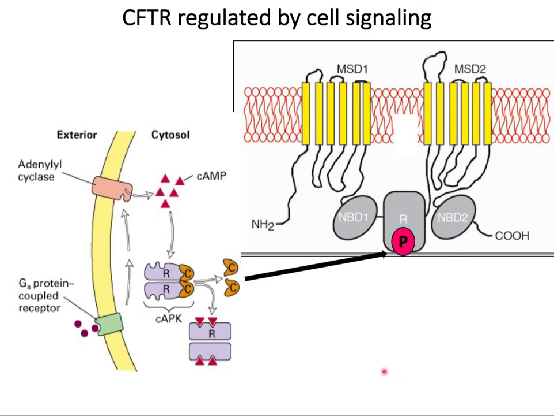Okay, so let's see how this actually works. A G protein coupled receptor binds to its ligand and becomes activated. Then the stimulatory G protein in turn leads to the activation of adenylyl cyclase. One then sees the accumulation of cyclic AMP and then the activation of protein kinase A, which can phosphorylate the R domain of the CFTR. And when the R domain is phosphorylated, the transporter can become activated.